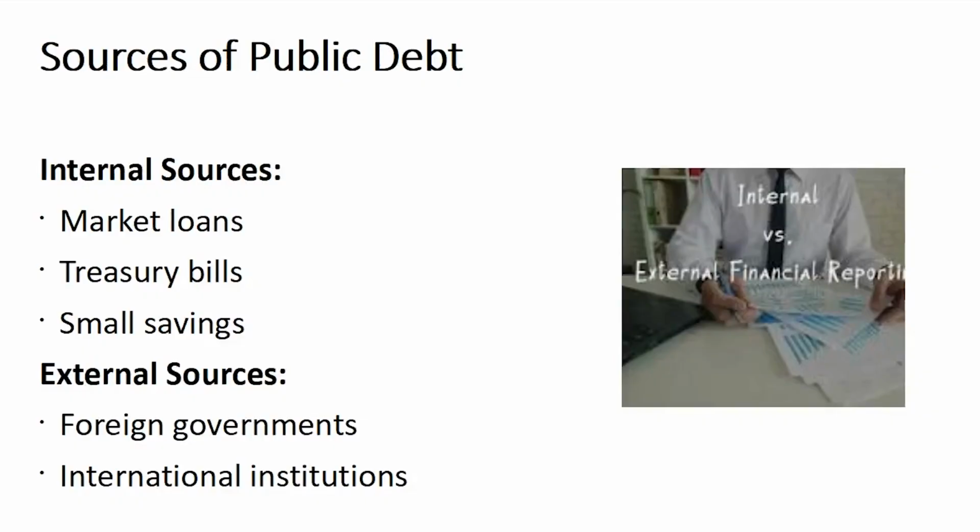Now let's see where government gets money from within the country. Banks, bonds, and treasury bills. These are the most common sources. From outside the country, foreign governments, international institutions.